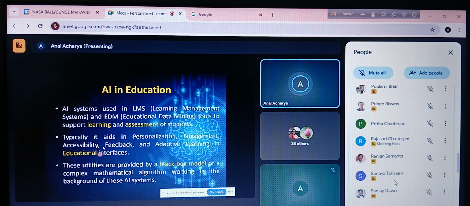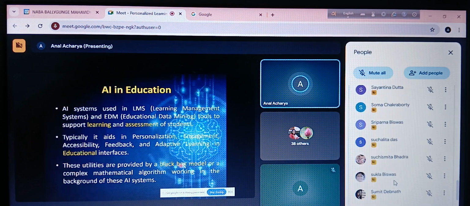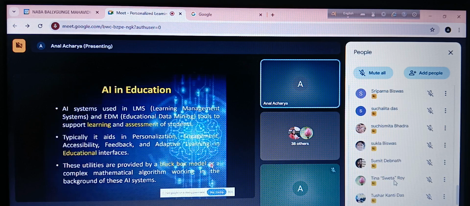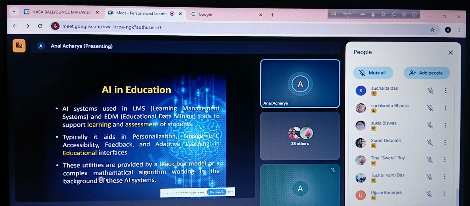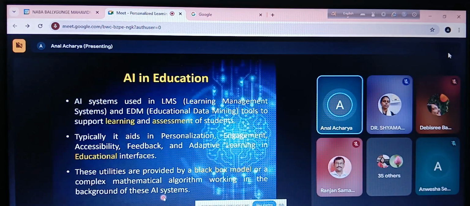So these were all available in AI earlier. But the problem is that they were all in the form of a black box. Black box means basically they were complex mathematical algorithms working in the background of this AI system. So again the term, please note, complex mathematical algorithms. These are all mathematical algorithms which no one could understand. Only a few people who have developed them, or some of the researchers, could understand.